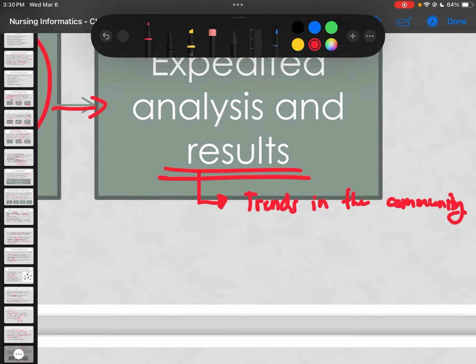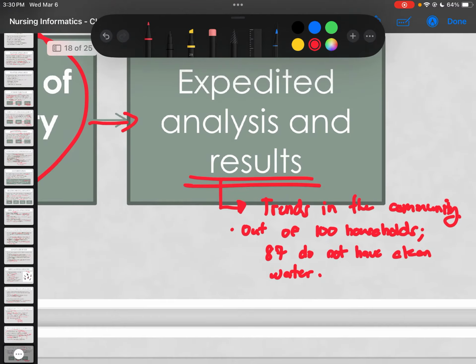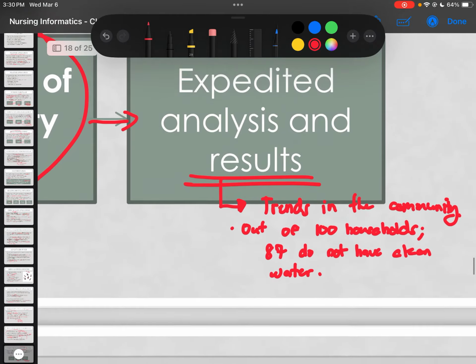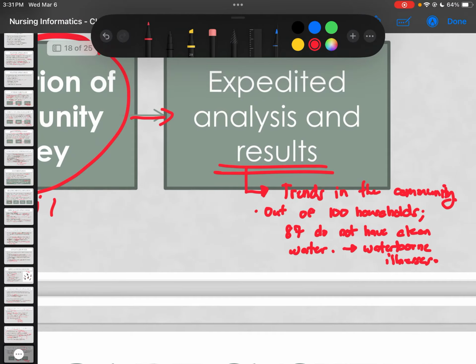Like for example, mo ana dito sa inyo, out of 100 households, 87 do not have clean water. Okay, so that is a trend, no? Baka kita taay sa daghanan sila, most of them do not have clean water, no? So it could precipitate what we call waterborne illnesses, diba? Like for example kanang amoebiasis, diba? That is a trend. Posible na siya, no?